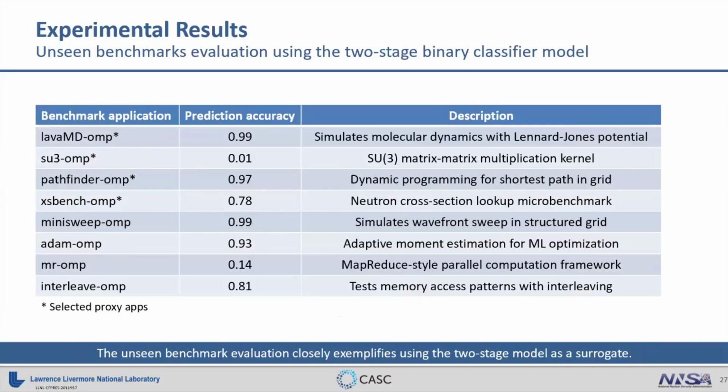The second evaluation was an unseen benchmark test, where all samples from the selected benchmarks were withheld from training and used as test data. Shown here are the prediction accuracies for 4 selected proxy apps plus 4 randomly selected apps. The 4 proxy apps were LavaMD, Su3, Pathfinder, and XSBench.